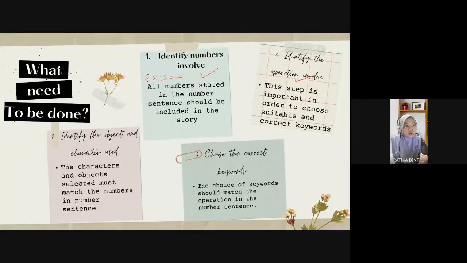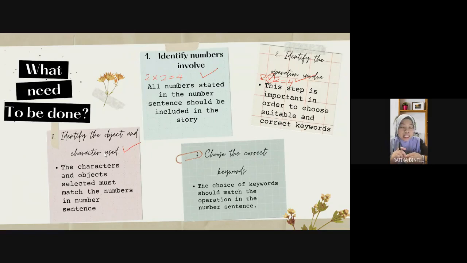Okay, like this one lah. 2 times 2 is equal to 4. Then you can directly identify the operation given is multiplication. Why? Why must we identify the operation involved? Is for us to choose the correct and suitable keywords. Okay. The next one is we need to identify the object and character used. The characters and objects selected must match the numbers in number sentence.